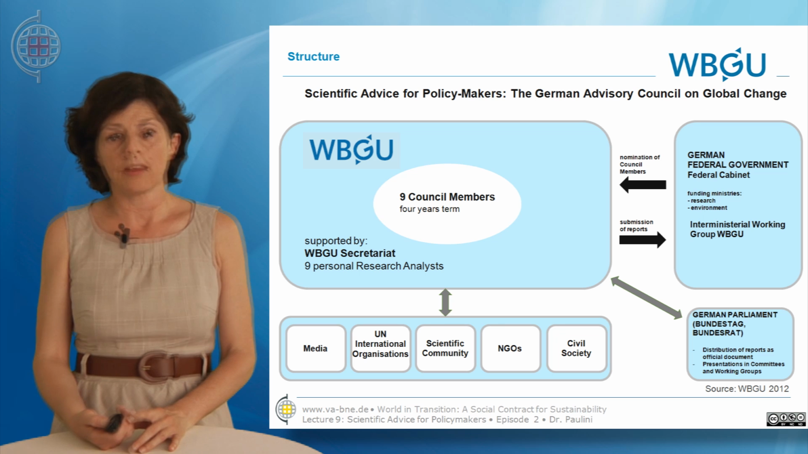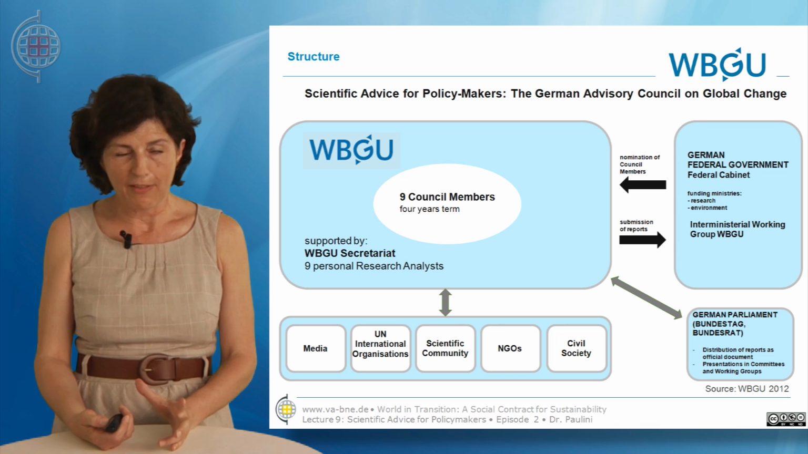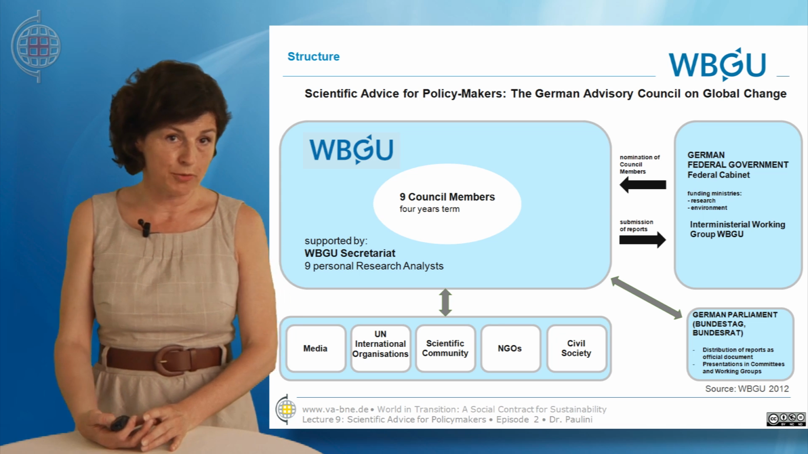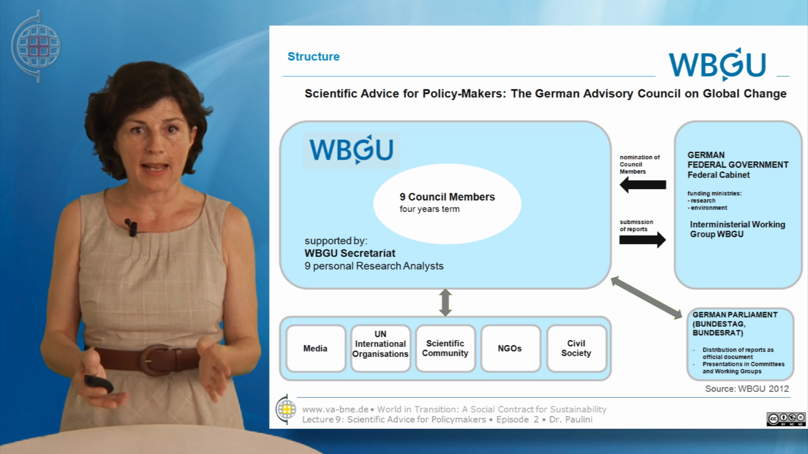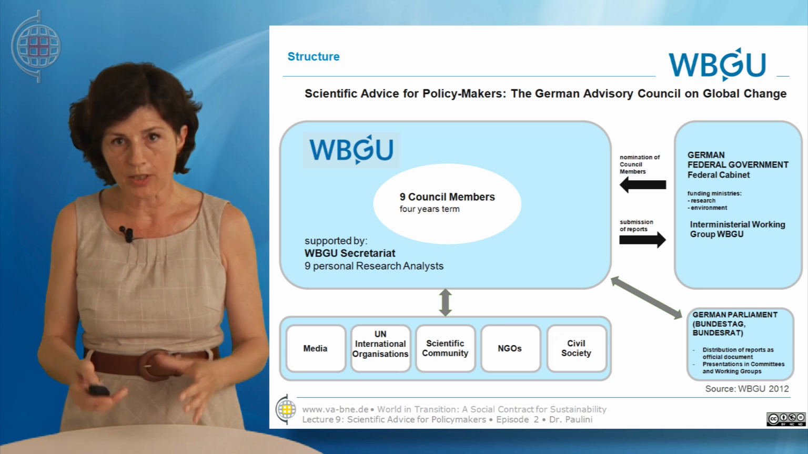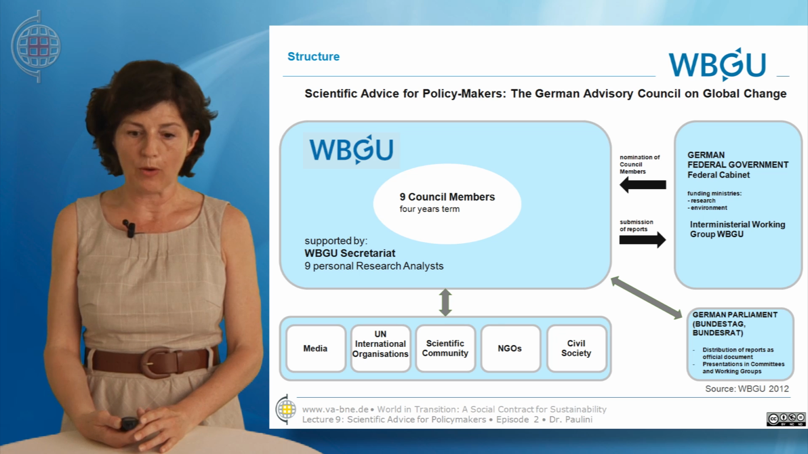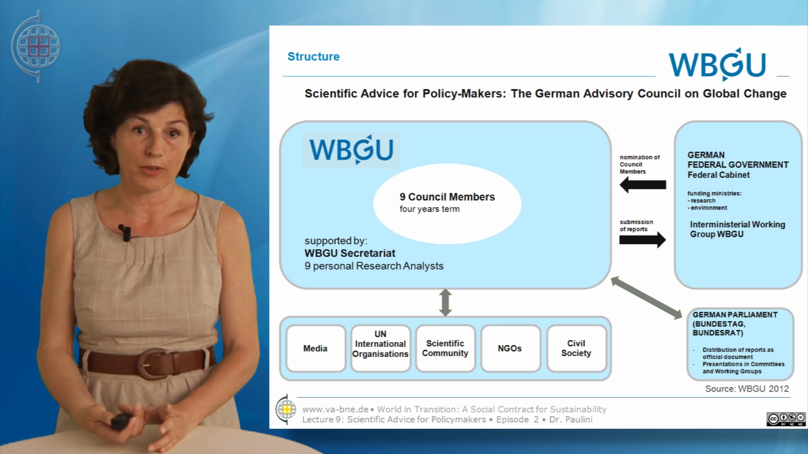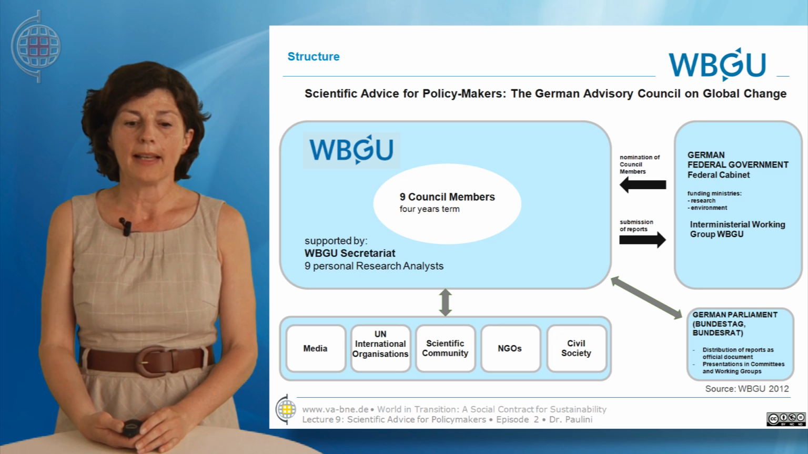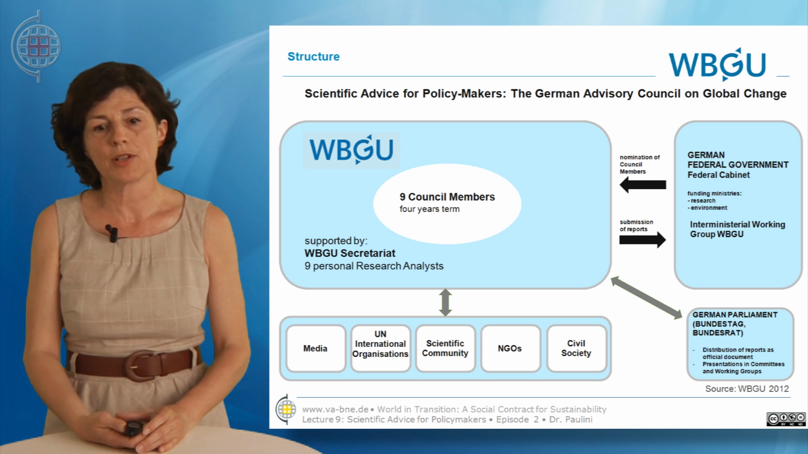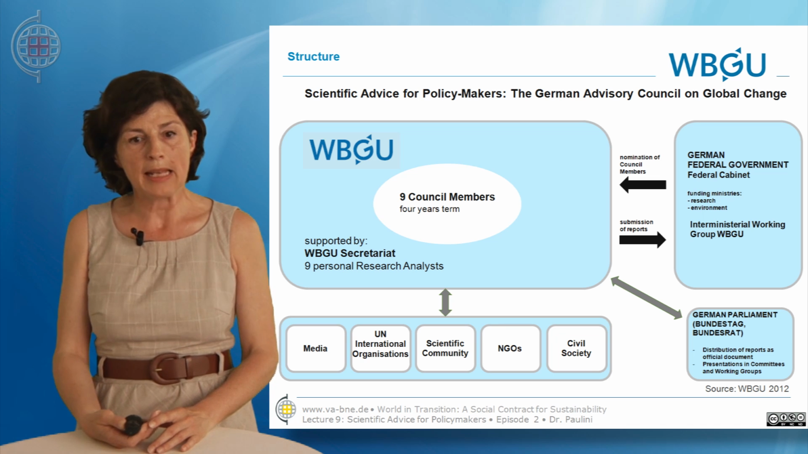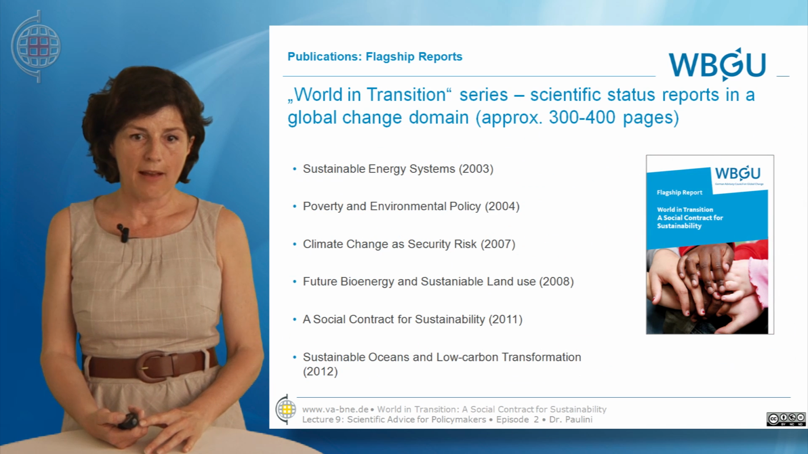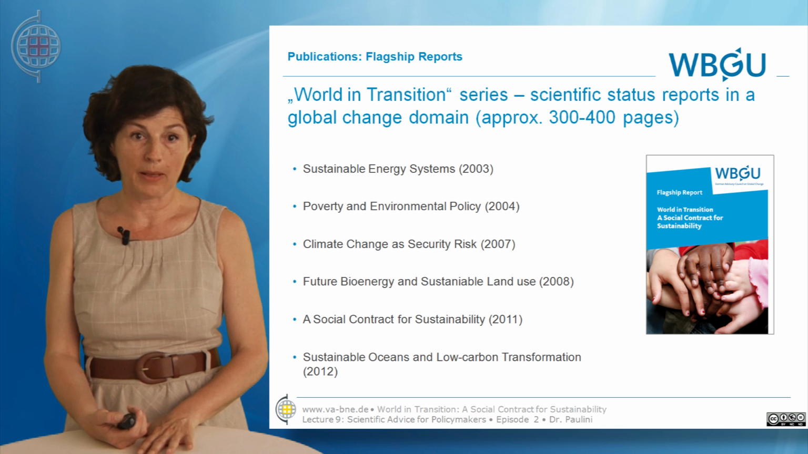WBGU is a very heavy working council, meaning that we meet every month for 2 days, which is our regular meeting load, if you wish. And every 2 years, before we finalize a flagship report, we usually meet again additionally for almost a week. And then, of course, there is more time needed from the WBGU members for input, which I will talk about in a minute. So we have this heavy load working council, but what do they do?